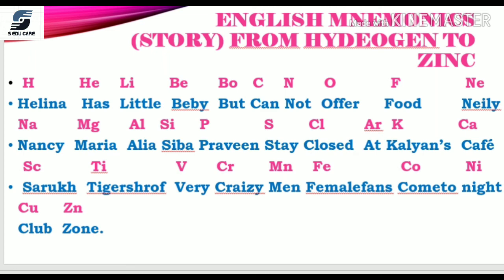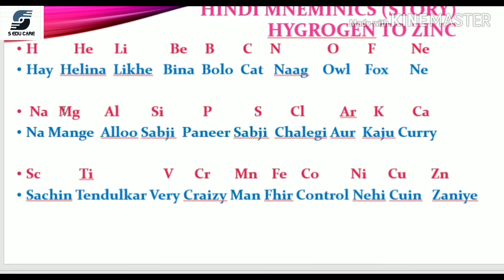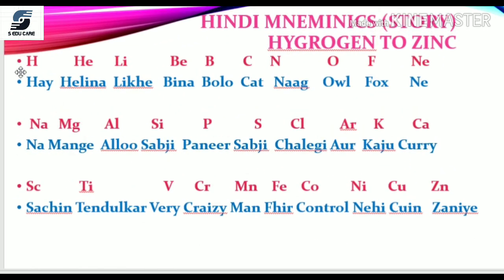Now here are the complete stories with the symbols of the elements as well. So just have a look here. Hydrogen is Helena, helium has, little means lithium, baby for beryllium. So you have to read this: Helena has little baby but cannot offer food nearly. Hydrogen, helium, lithium, beryllium, boron, carbon, nitrogen, oxygen, fluorine and neon. The first sentence, right? Similarly, the second sentence you have to remember: Nancy Maria alias Shiva Robin stayed closed at Kalyan's cave. So you have to remember.